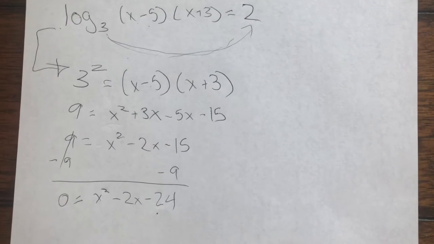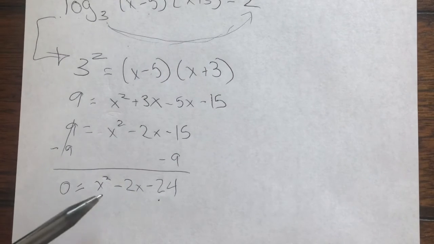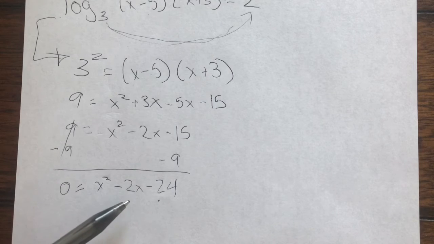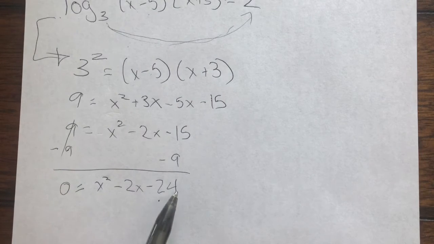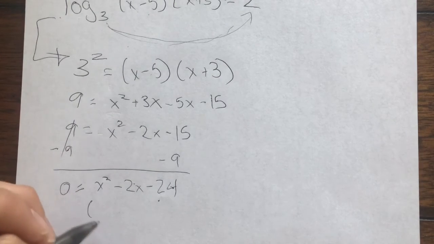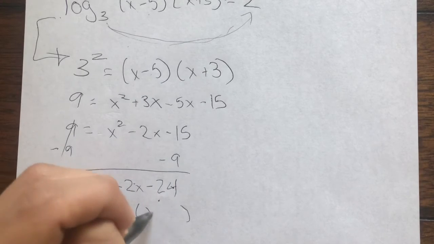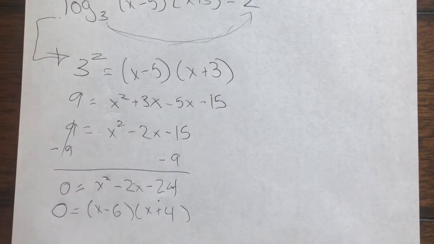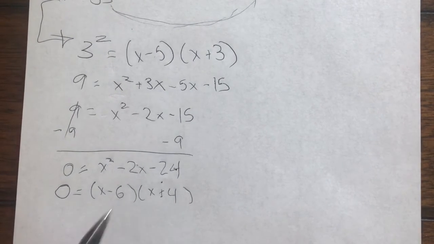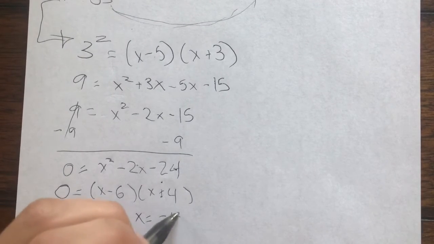Now, we have a regular quadratic equation where we can factor as two binomials. Remember, when we factor a quadratic function, we find two numbers that multiply to the last number and add up to the middle number, which in this case is negative 6 and positive 4. And then by using the zero product property, if I make each of these equal to 0, I get x equals 6 and x equals negative 4.